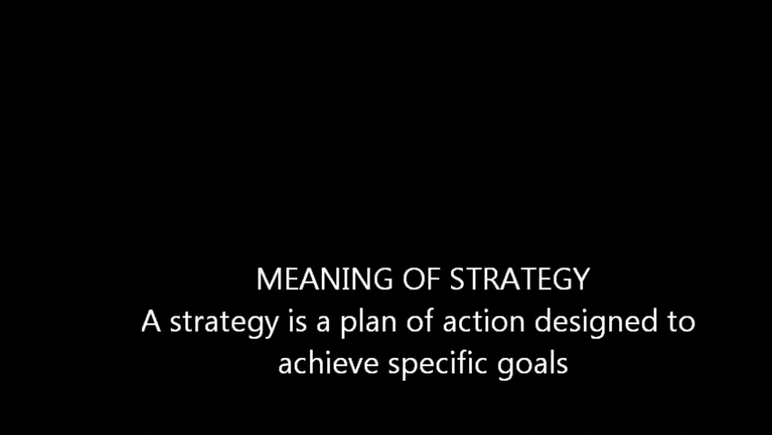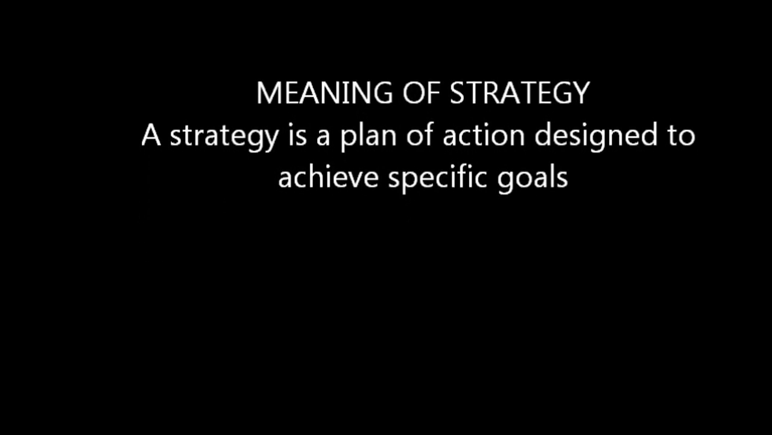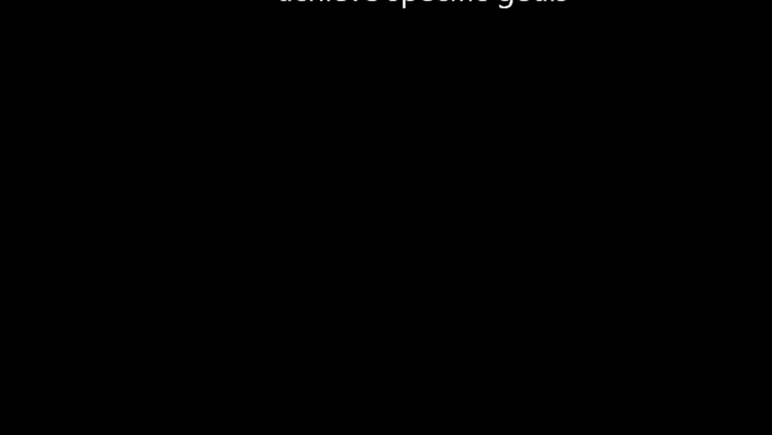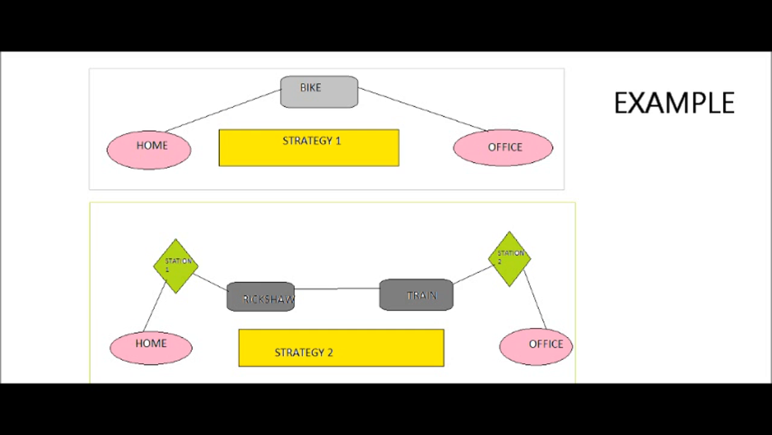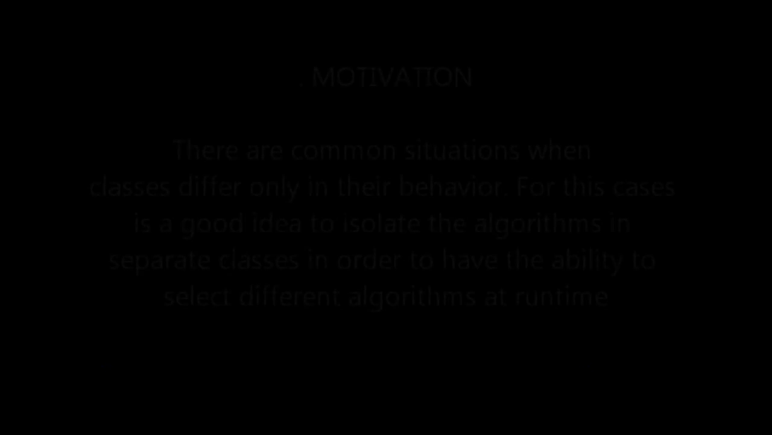Firstly, meaning of strategy. A strategy is a plan of action designed to achieve specific goals. In this example, strategy 1 uses the bike to transport from home to office, whereas strategy 2 uses the rickshaw as well as the train to travel from home to office between station 1 and station 2.